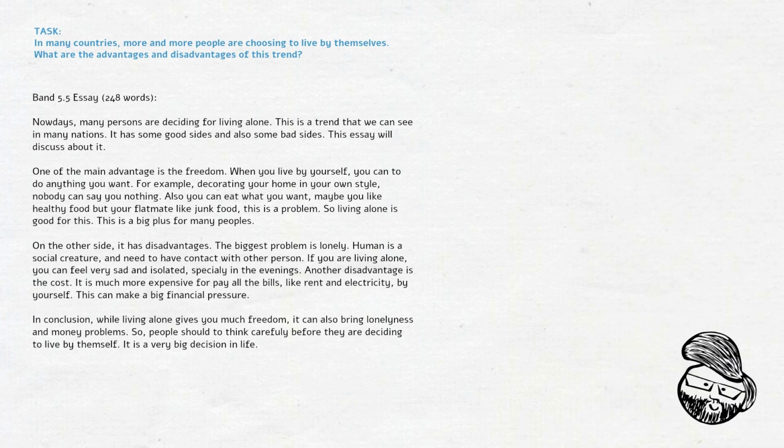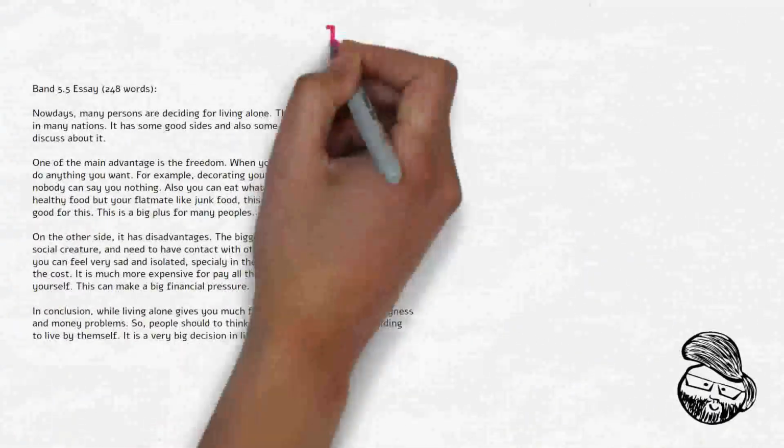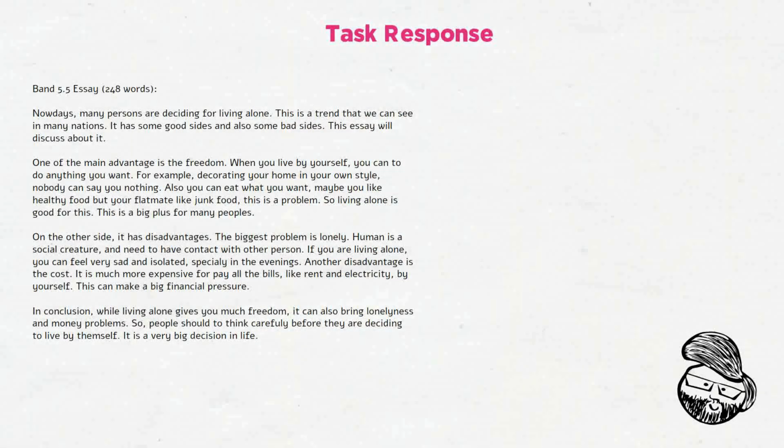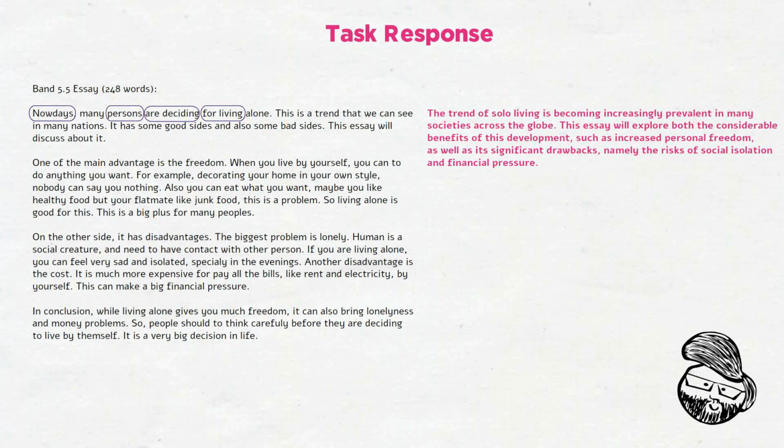Alright, let's break it down, criterion by criterion. For task response, the introduction must effectively paraphrase the topic and clearly signal the essay structure. The 5.5 intro is clumsy and contains errors. This upgraded introduction is far more effective.